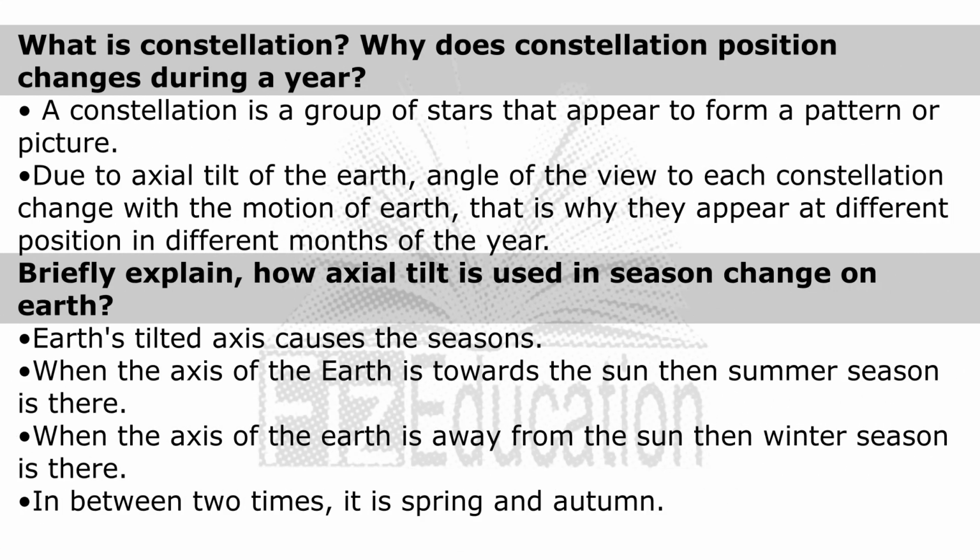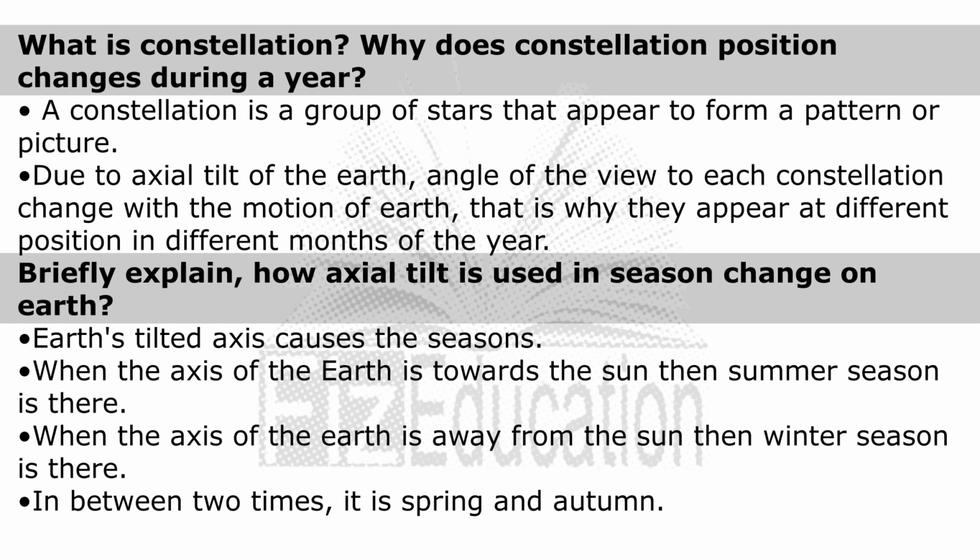What is a constellation? Why does constellation position change during a year? A constellation is a group of stars that appear to form a pattern or picture. Due to the axial tilt of the Earth, the angle of view to each constellation changes with the motion of Earth. That is why they appear at different positions in different months of the year.